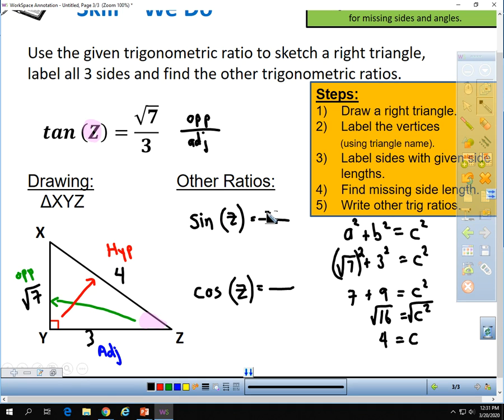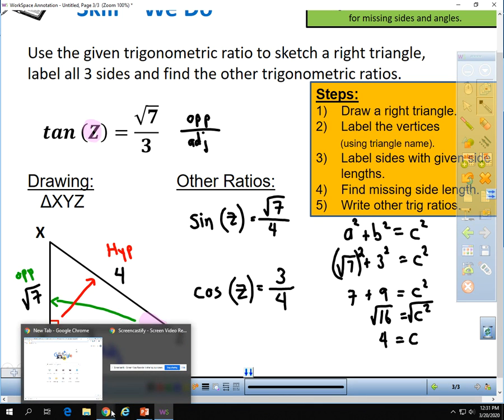The ratio for sine is opposite over hypotenuse, so opposite being square root of 7 and hypotenuse being 4. The cosine of Z is adjacent over hypotenuse. Adjacent is 3, hypotenuse is 4, and this concludes finding the other trig ratios.